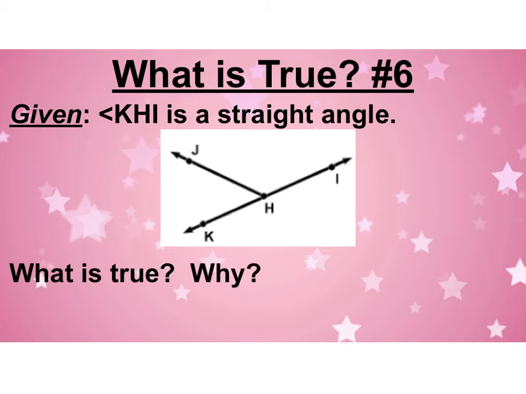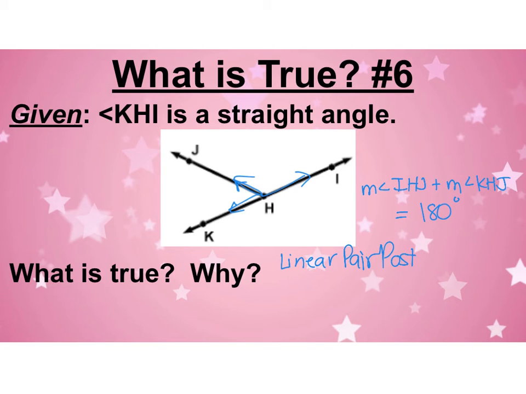Number 6, we're told that angle KHI is a straight angle. What do I know is true? Well, I see ray HJ, and it's just kind of going out there. So I can say the measure of angle IHJ, this one here, plus the other little one, the acute one, plus the measure of KHJ is going to equal 180 degrees. And the reason I know that is because a straight angle equals 180 degrees, but this would be the linear pair postulate. We can call that LPP.